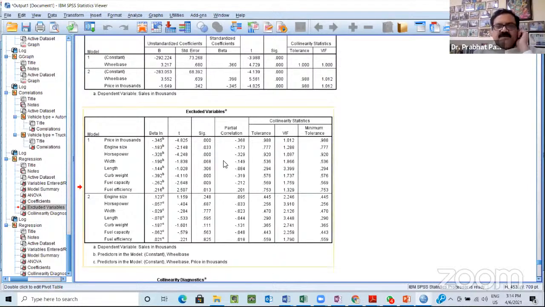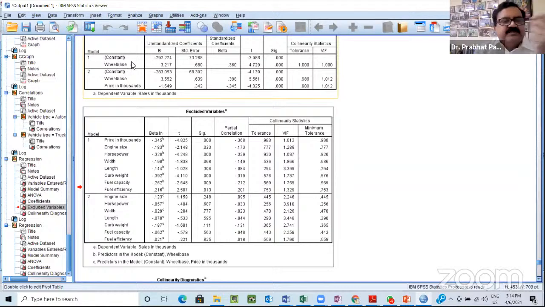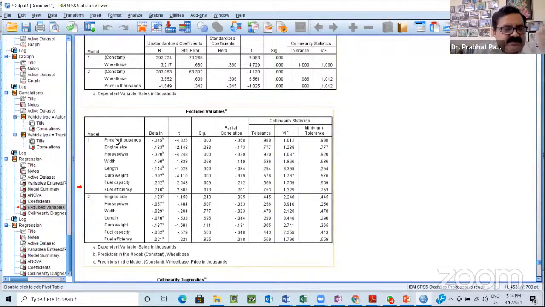So in the first model, if you look at the excluded variables, here the price, in the first model the wheelbase was the best variable that they could pick up, and in the second, the price was picked up because here you see the partial correlation of price is the highest of all the partial correlations. So after excluding the wheelbase, you have the partial correlation of 0.36 for price, and the rest of the partial correlations are lower than 0.36. So this is the highest partial correlation, and that's why price was picked up.